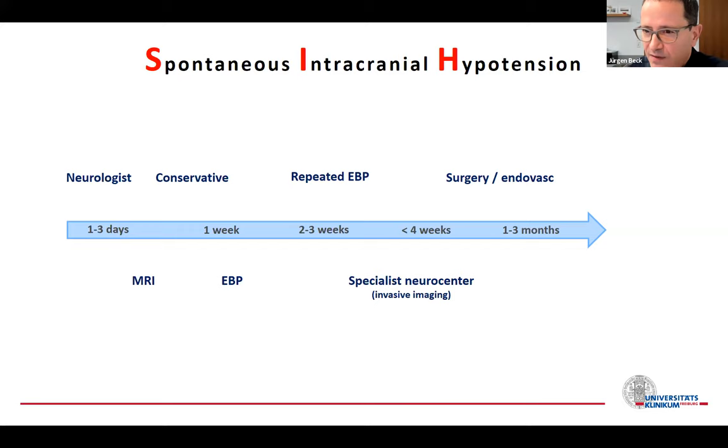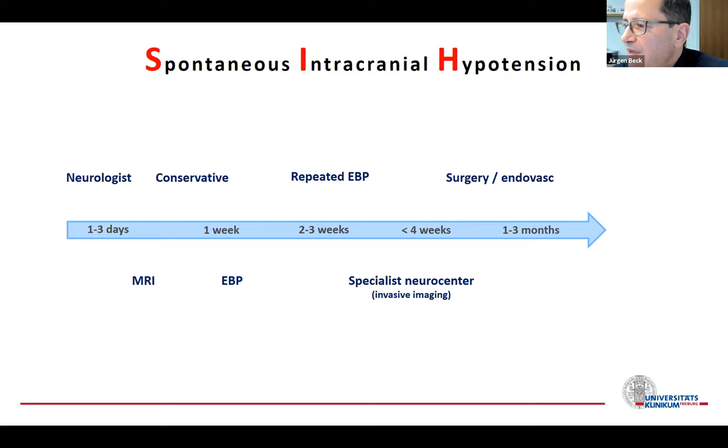So again, SIH is not a benign disease. Patients should be seen by a neurologist early on, and then they should decide to do an MRI. If it is more a thunderclap headache, of course, on an emergent basis. If it is severe orthostatic headache, still do the MRI in the first days, then only make a very, very short conservative period and start epidural blood patching after 1 week, just to give you a number. In the first week, a patient should get an epidural blood patch.